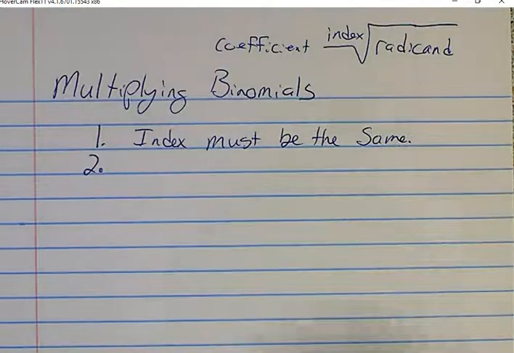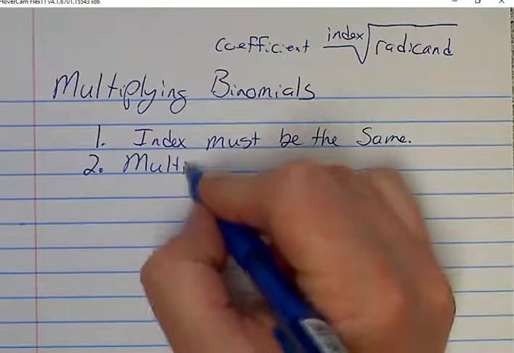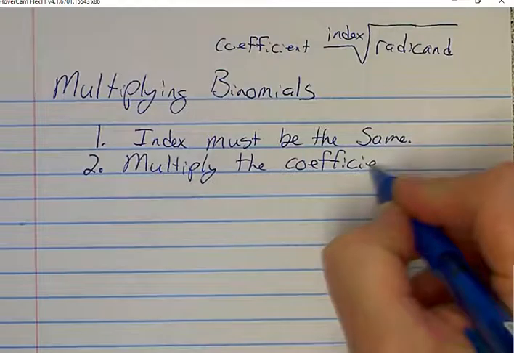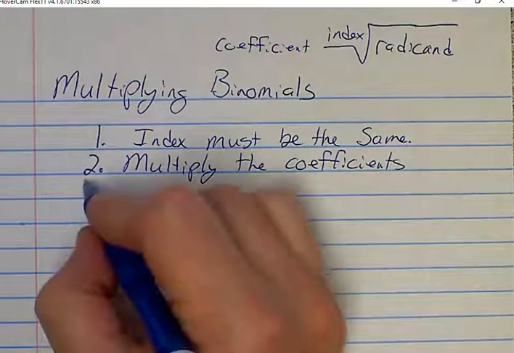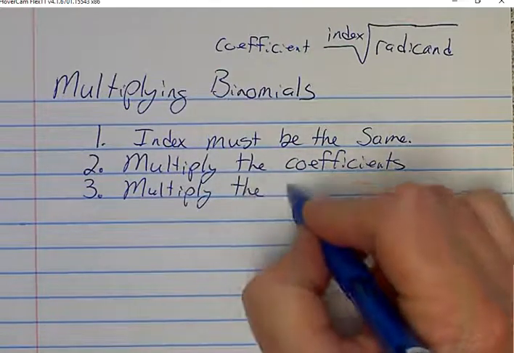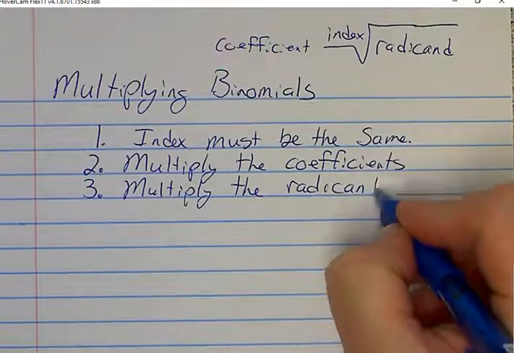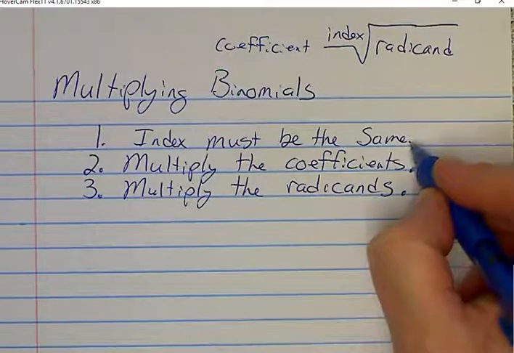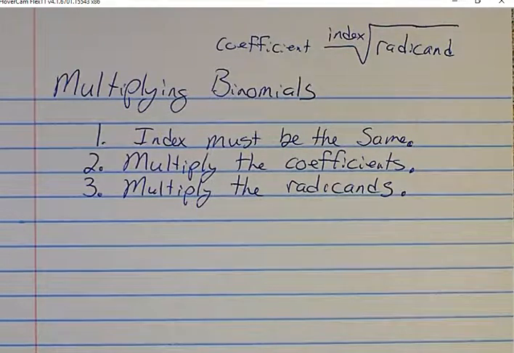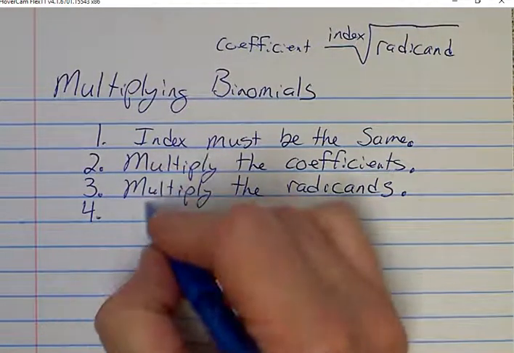Second thing is, once that's good, you're going to multiply the coefficients. And then you're going to multiply the radicands. Okay, and once you've done that, then the fourth thing is, you're going to simplify.